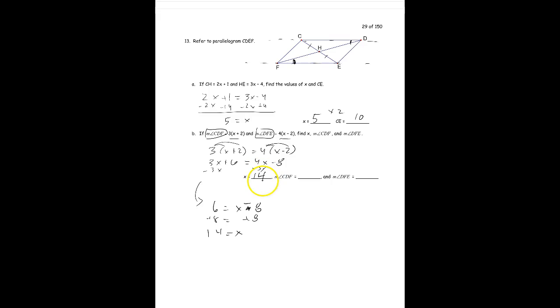So we know x equals 14, and then we just plug that in to one of those formulas for CDF, or the expression given. So 3 times 14 plus 2 is 3 times 16, which equals 48. So that angle is 48 degrees, and so is the other one, because they are congruent.